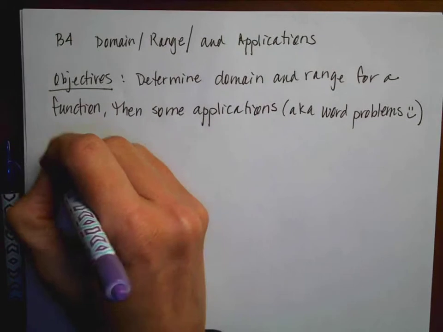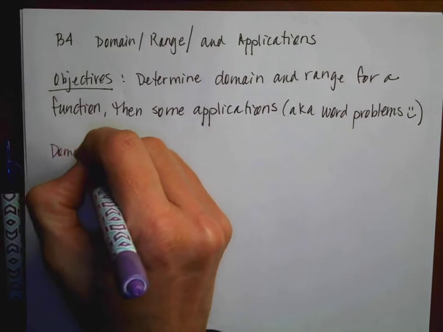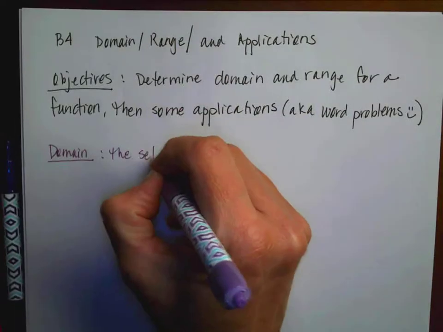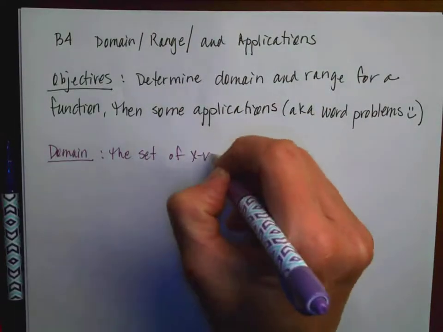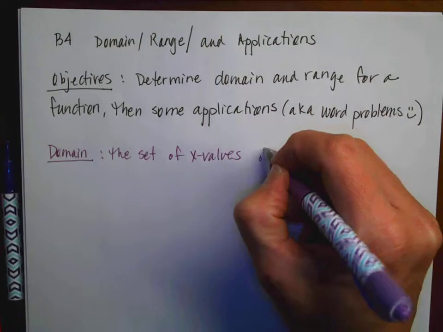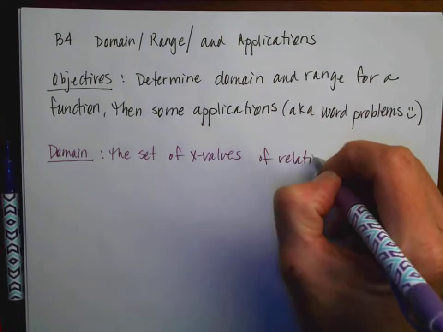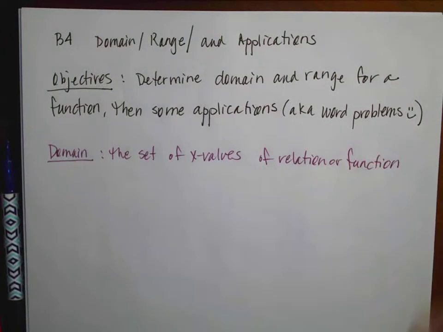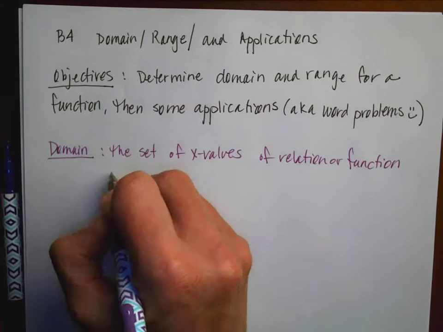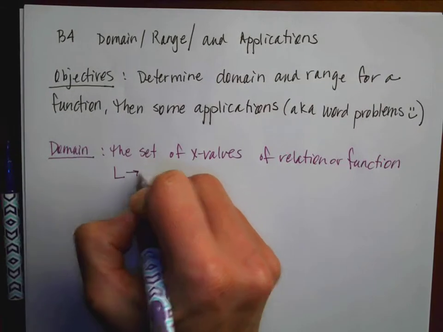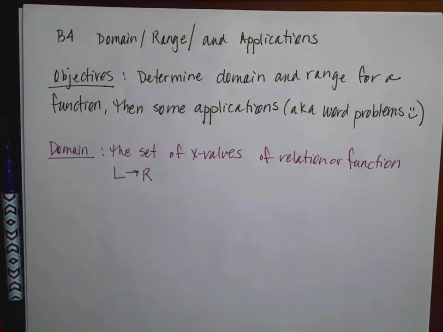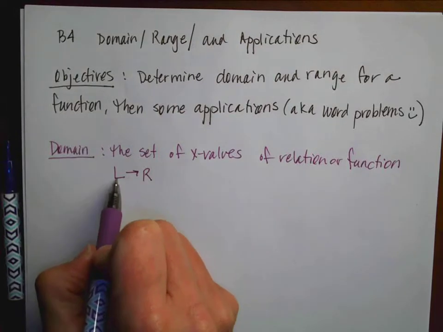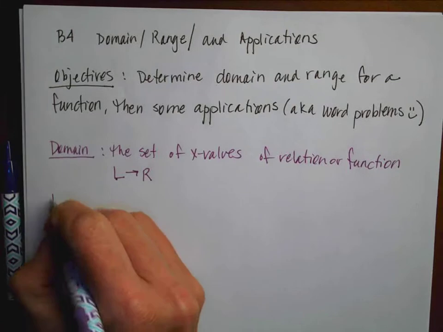All right, the first definition that we need to have for today is domain. And domain is the set of x values of a relation or function. And when we talk about domain, we talk from left to right because we read left to right. Therefore, when we talk about domain, we read left to right. We report left to right.